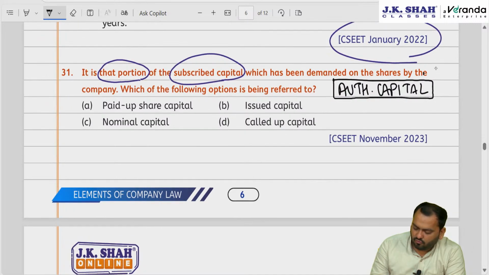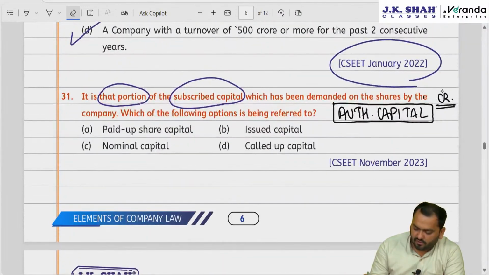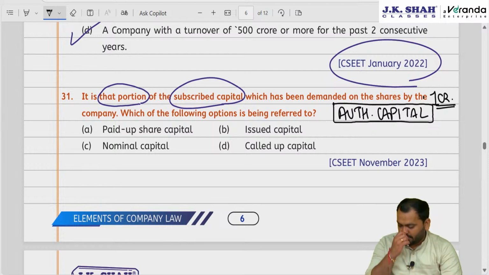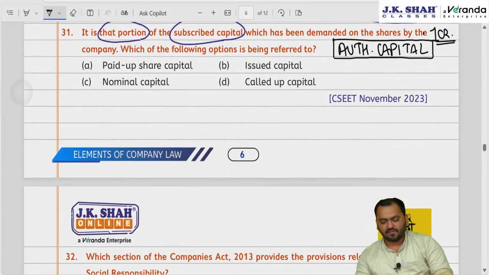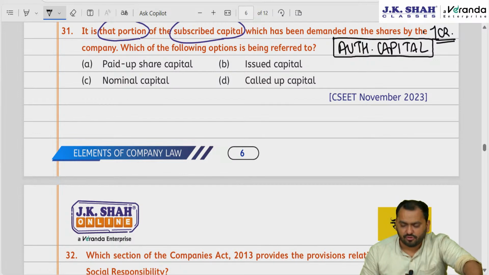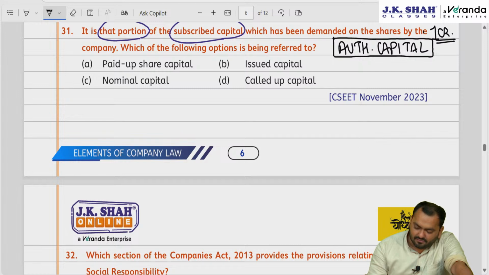Okay, so 1 crore rupees is the authorized capital for my company. So what is that 1 crore? 1 crore is the maximum amount my company can raise by the issue of shares. Okay, authorized capital is the maximum limit.